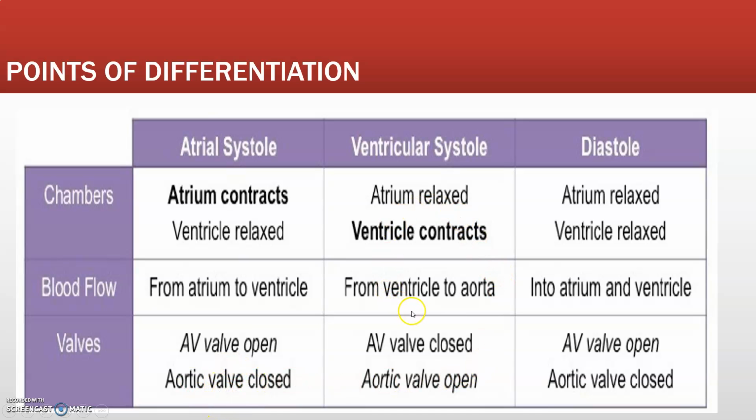But during the ventricular systole, the atria are relaxed, the ventricles are contracted, and the blood flows from ventricle to aorta. The AV valves are closed, and the aortic valve is open. At the time of diastole, the atrium and ventricle both are relaxed. The blood flows from the veins into the atrium and ventricle. The AV valves will open so that the blood can flow in, and the aortic valve, so that the blood does not go out of the heart, is closed.